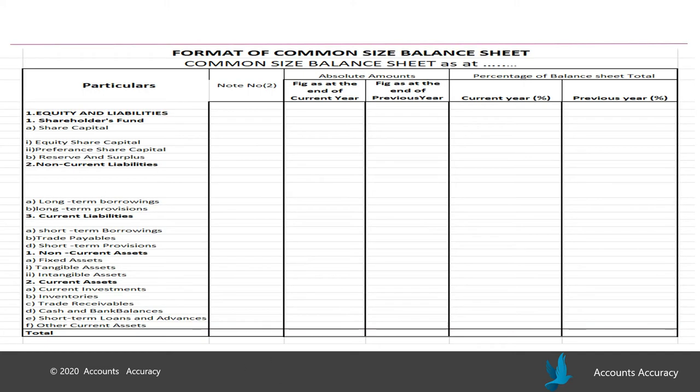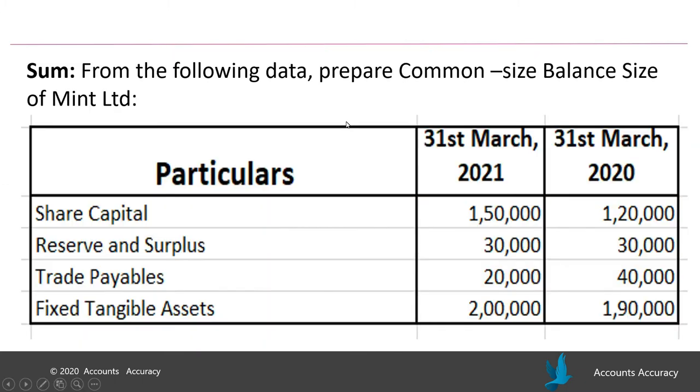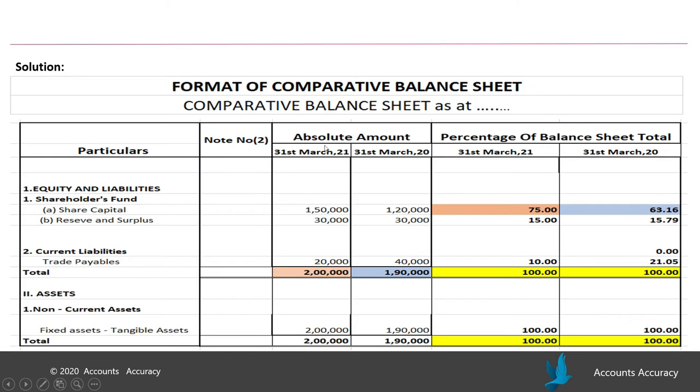Now as you have understood this format, let us understand it better with the example. Here, this is the sum in which you have been provided with the items and values of 2 years' balance sheet, and you are supposed to prepare a common size statement. Now what you have to do is copy down all the items and the values of both the years in the balance sheet.